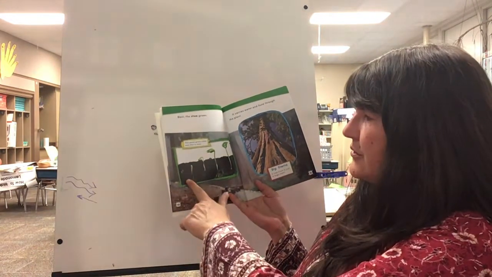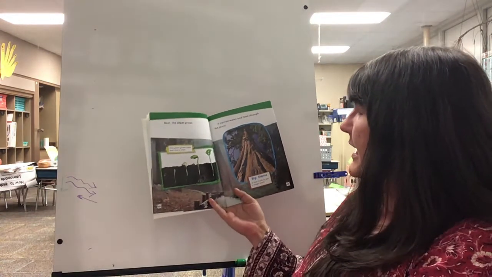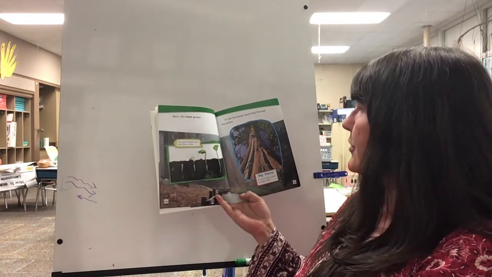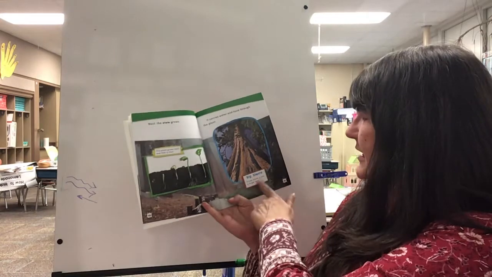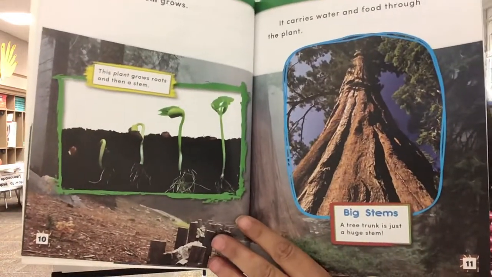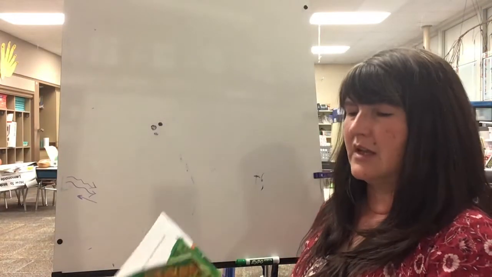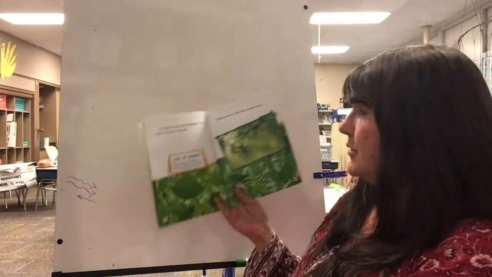This plant grows roots and then a stem. It carries water and food through the plant. Big stems. A tree trunk is just a big stem. The plant also grows leaves.